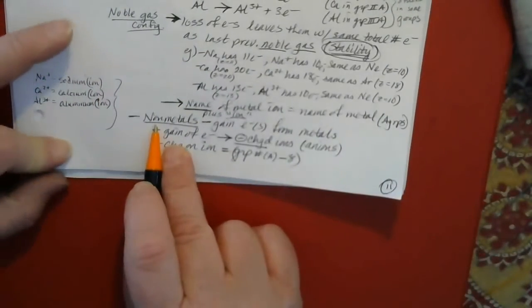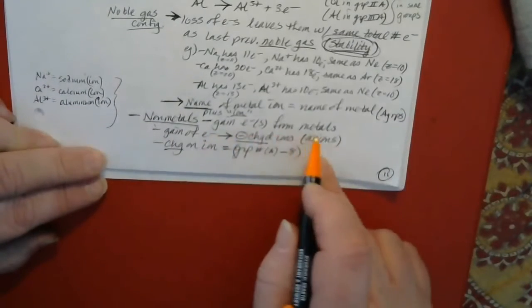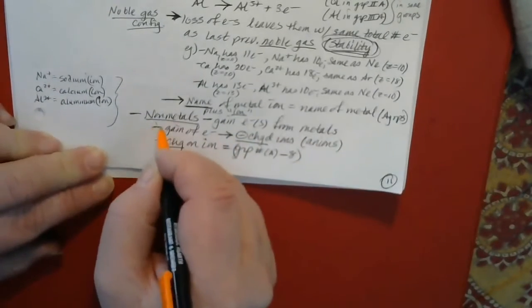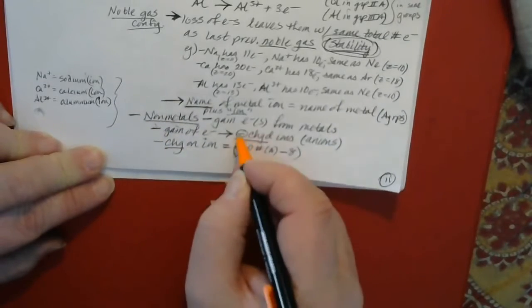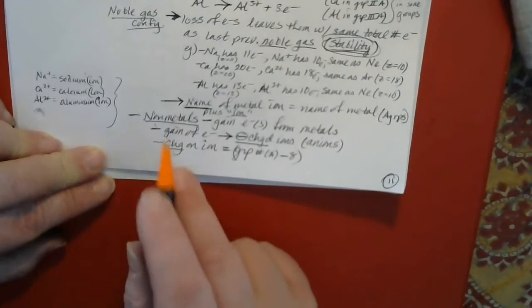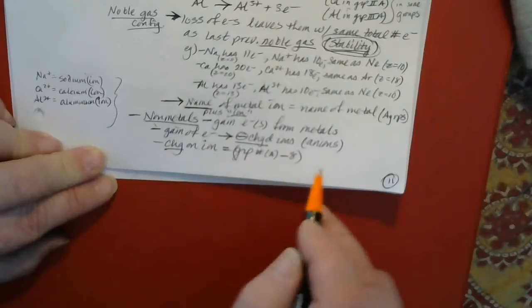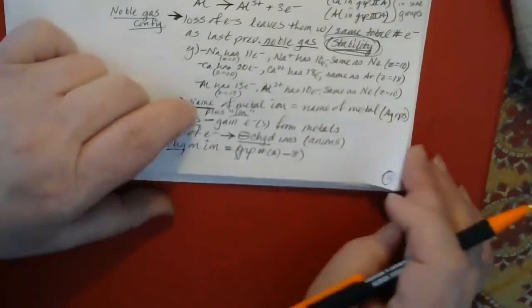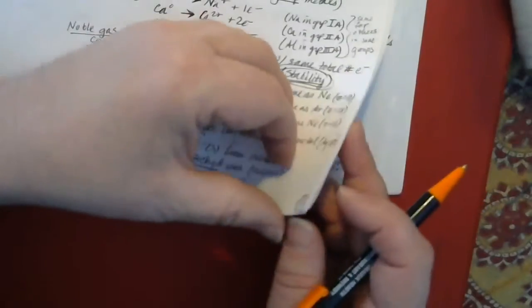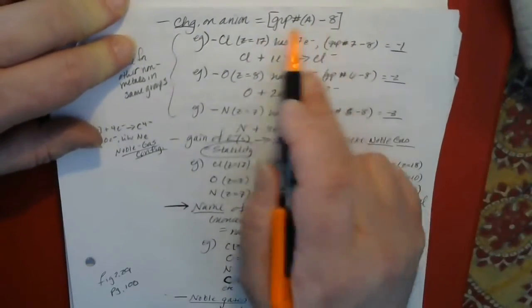Okay, for the nonmetals. The nonmetals are all in the A groups, so that helps. Nonmetals gain electrons from metals, and so nonmetals end up being negative ions, or anions. The charge on a nonmetal ion will be the group number, that is the group number that ends in A, minus 8. All right. So if we look at some examples, the charge on the anion, as I said, is the group number ending in A, minus 8.